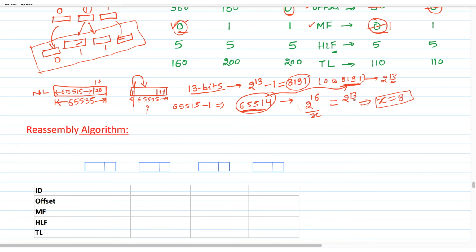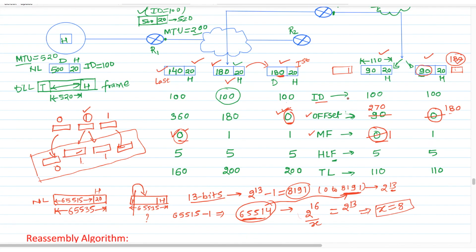Let's understand. Here we can see that the offset is 0, but the value we are going to store in the offset field will be 0 divided by 8. Here the offset, means data bytes ahead of this fragment, is 180, but the number we store in the offset field will be 180 divided by 8. In the same way, here the offset field value will be 360 divided by 8. Here 270 divided by 8. 180 divided by 8.